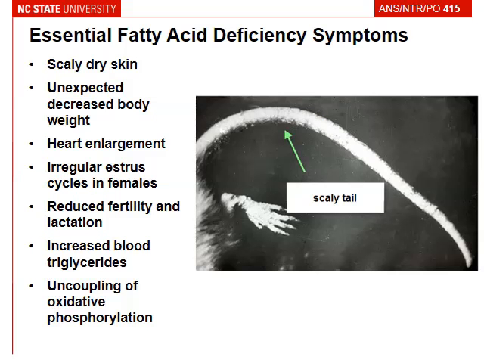So what happens if we have inadequate amounts of these essential fatty acids in our diet? Here on the right-hand side you can see a picture of a rat, and you can see the dandruff on the rat's tail, so it looks very scaly. They have scaly, dry skin. They also have an unexpected decreased body weight. They have an enlarged heart, irregular estrous cycles in females, reduced fertility and lactation. They have higher amounts of blood triglycerides and uncoupling of oxidative phosphorylation.